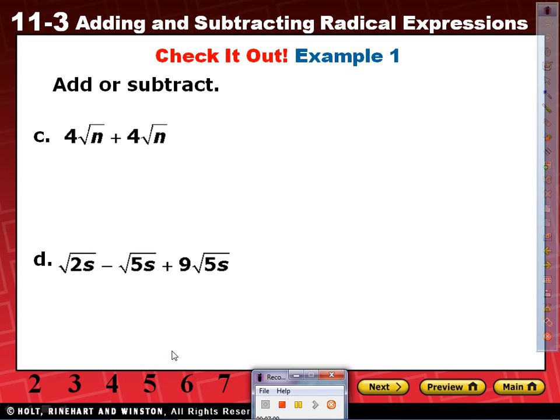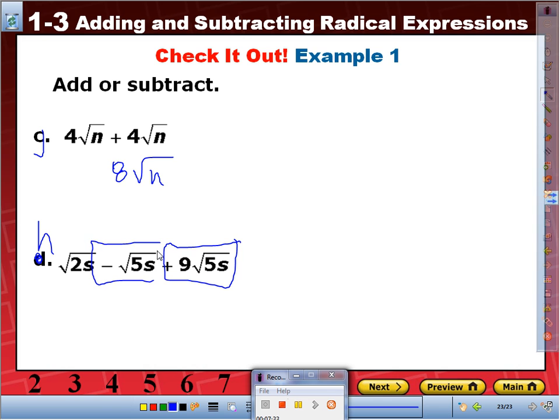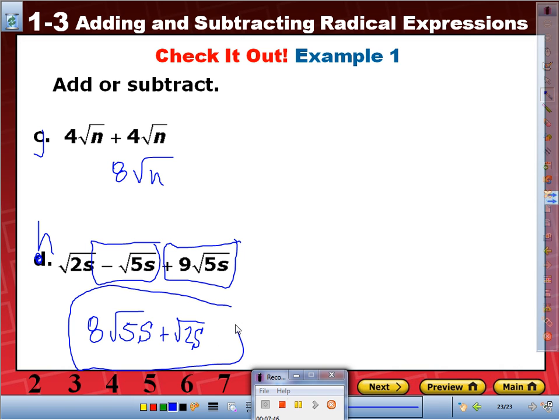All right. Letters. This one right here, it's F. This is G. Example G, and H. All right. So this one can't simplify, but then we combine like terms. This is 8 square root n. And this one can't simplify anymore, but we have like terms, this one and this one. So that gives us 8 square root 5s plus square root 2s. If you wrote it the other way around, that's fine.